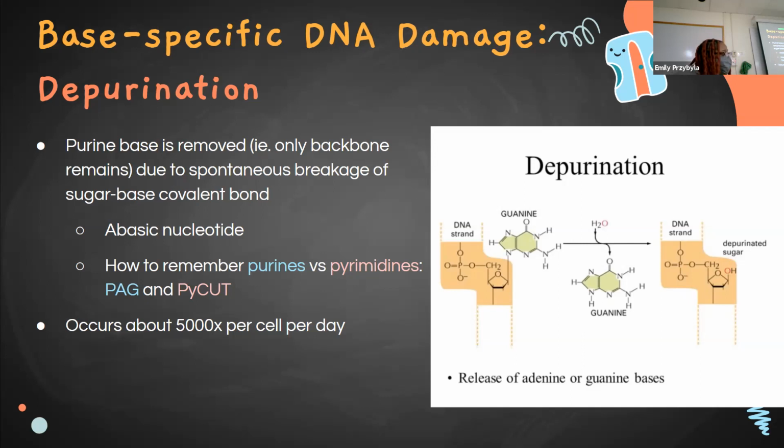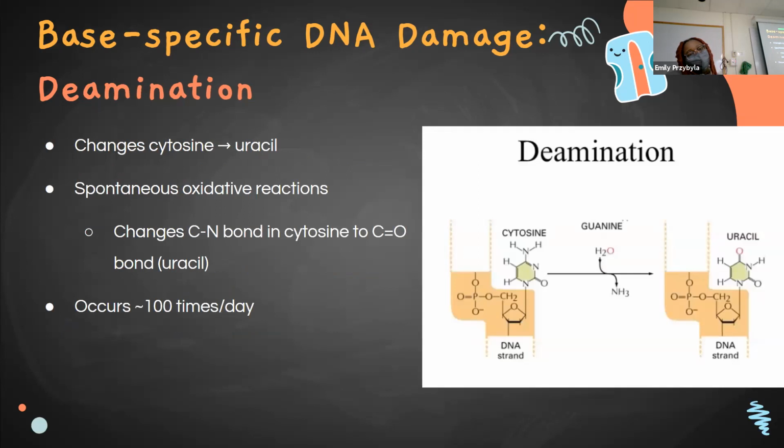Okay, so this is depurination. It's a purine, so that's in the name. And then we have deamination, which changes our cytosine to a uracil. And that's a problem because one is in DNA. No, that's not true. Uracil is only in RNA.